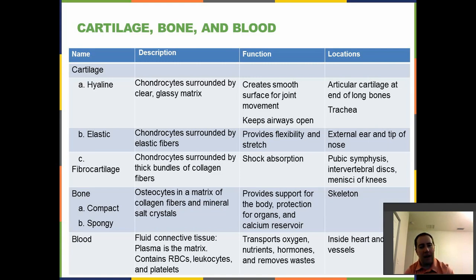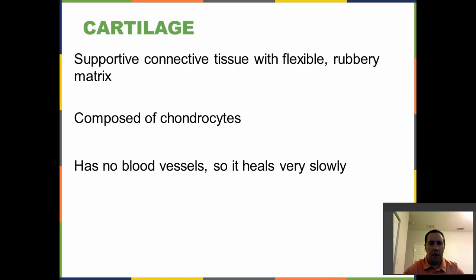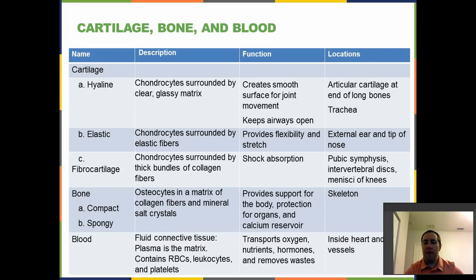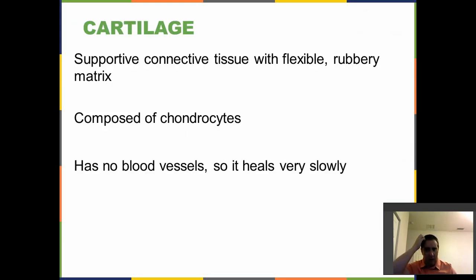Okay. So the other types of connective tissue we have to talk about are cartilage, bone, and blood. So this is going to be for reference. We're not going to sit here on this slide in this table and talk about it as we go. So cartilage is a connective tissue that is supportive. It serves many of the same functions as bone. It serves to hold things in place, but it is flexible, whereas bone is not flexible.